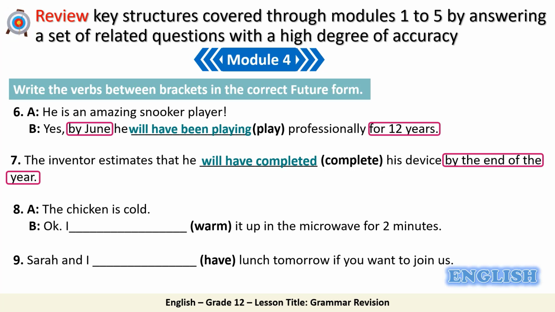Now sentence 8, and we should write will warm because the decision to warm up the chicken is spontaneous. Finally, for sentence 9, we should use the present progressive with future meaning. So the correct answer is are having because the action refers to a personal arrangement.